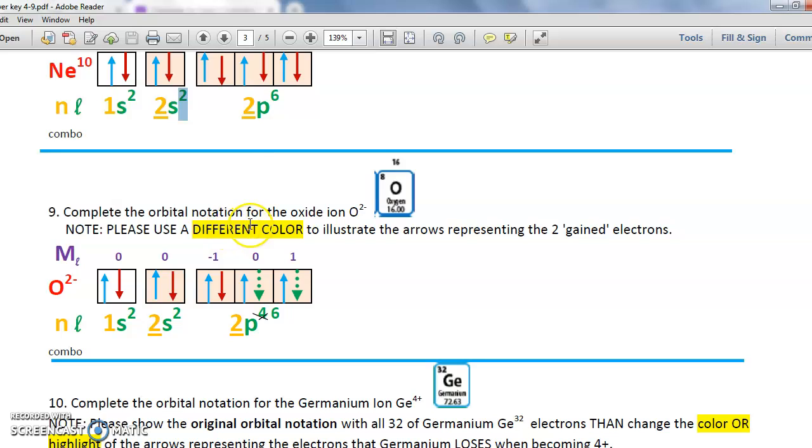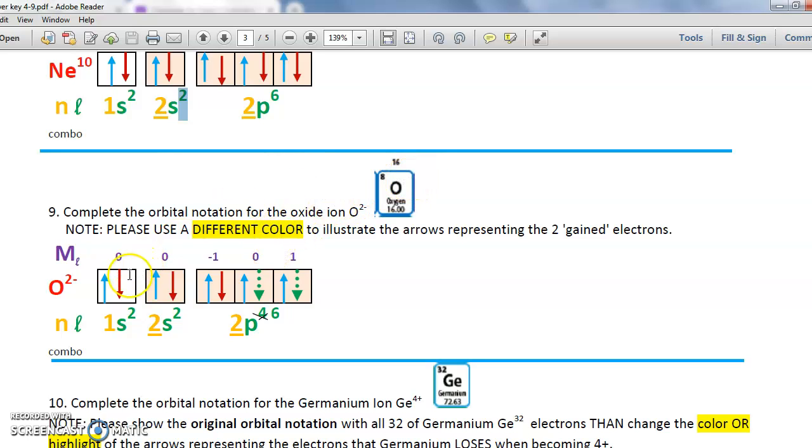And they want us to show the electrons. It's 2 minus, and they want us to show the electrons it gained by putting them in a different color so we can see which ones were originals and which ones were gained. Oxygen starts with 8 protons. Therefore, it starts with 8 electrons. If it's 2 minus, it has 2 more electrons than protons because electrons are negative. So it starts with 8 positives and 8 negatives, and to be 2 minus, it has to have 10 negatives compared to 8 positive protons. So we need to find spots for 10 electrons.